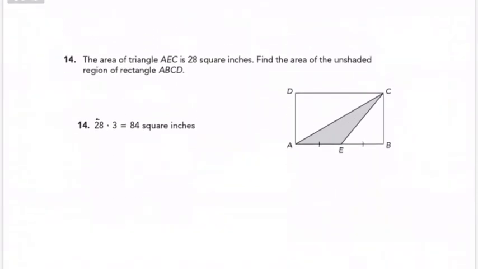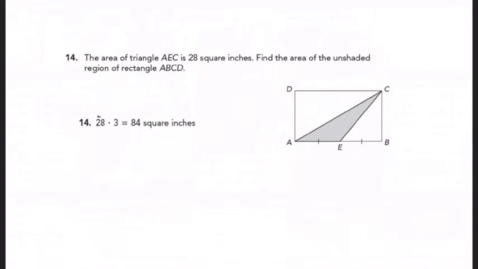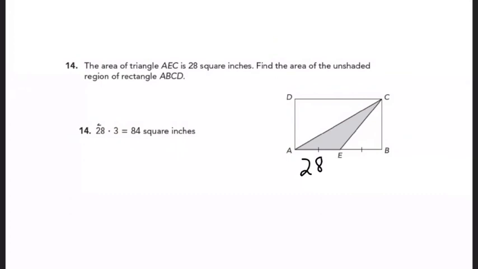14 is a little trickier. What 14 says is this: the area of AEC, right here, is going to be 28. Let's look at the shaded region here. If you look at AE, AE is equal to EB. Next thing is I'm going to make yellow CB here. Let's see, is it working? It's not working. All right, let me just use red. So CB here is the height of this red triangle I just made.